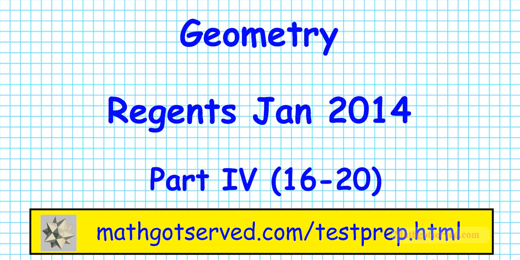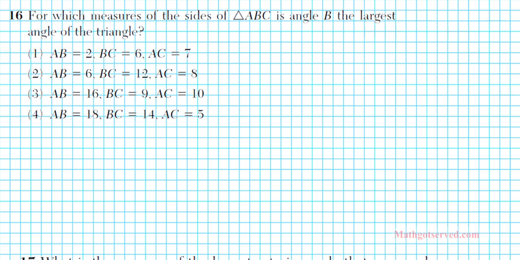All right, let's take a look at problem number 16. It says, for which measures of the sides of triangle ABC is the angle B the largest angle of the triangle? All right, so we have a collection of measures here that we're going to use to determine which yields the largest value for angle B.